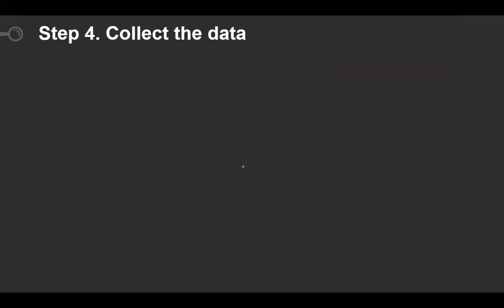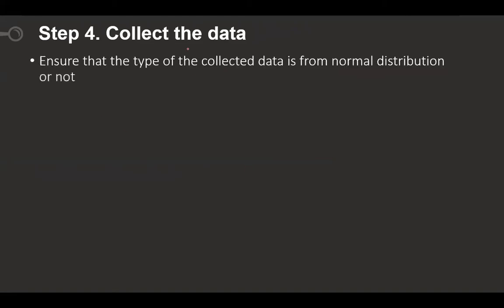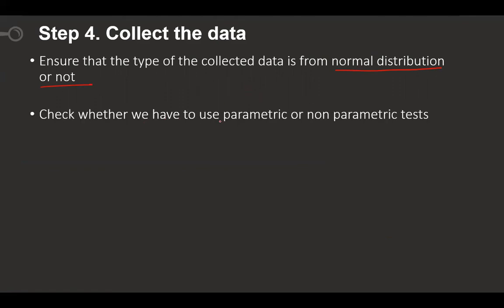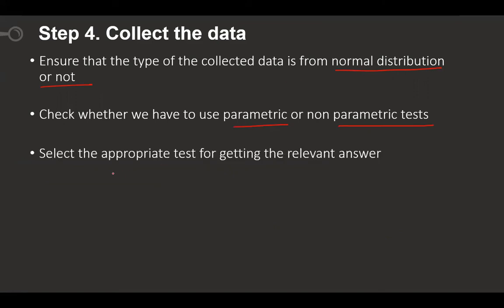Then we'll move on to the data collection. The data will be collected. Ensure that the data collected is from a normal distribution or not. We have to find out whether the data is normally distributed or not. If it is normal, I'll use a parametric test. If it is not normal, I'll use a non-parametric test. That's what you have to remember here. Based on this, check whether we have to use a parametric or non-parametric test, then select the appropriate test for getting the relevant answer.